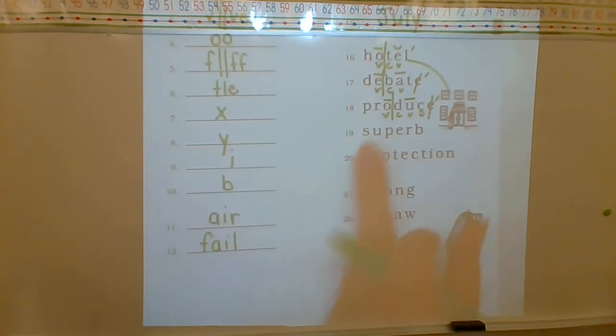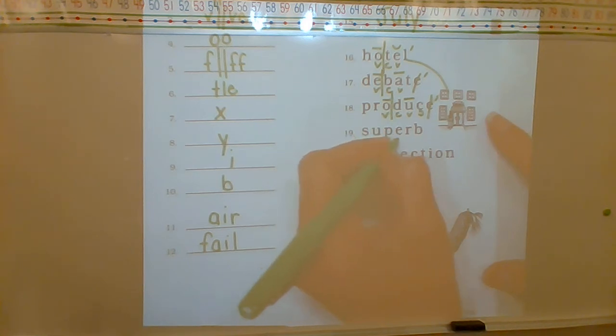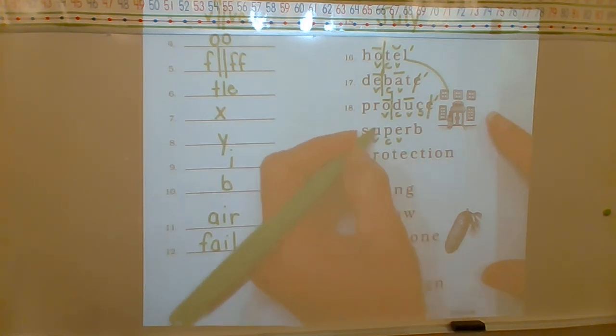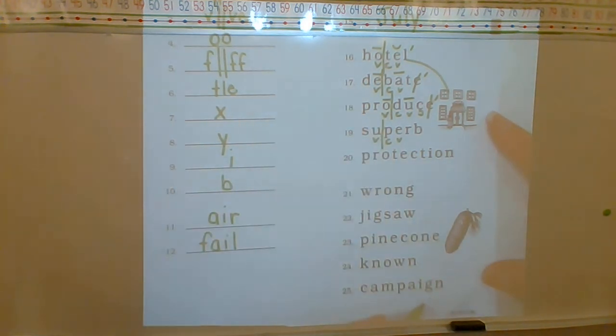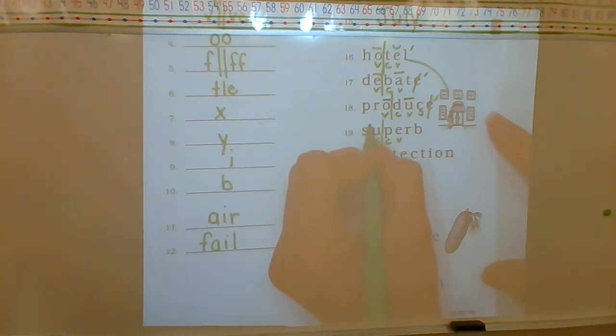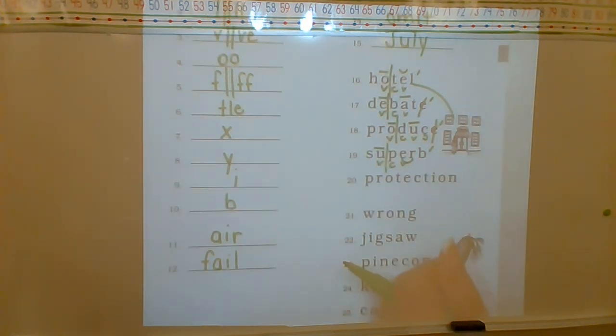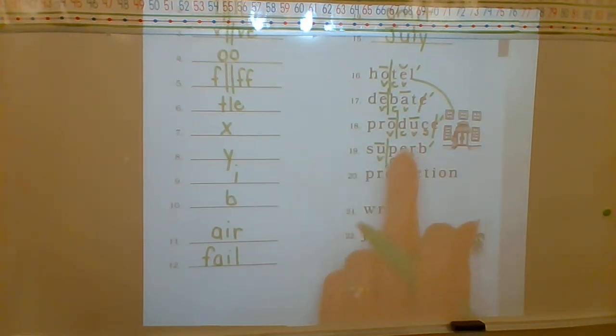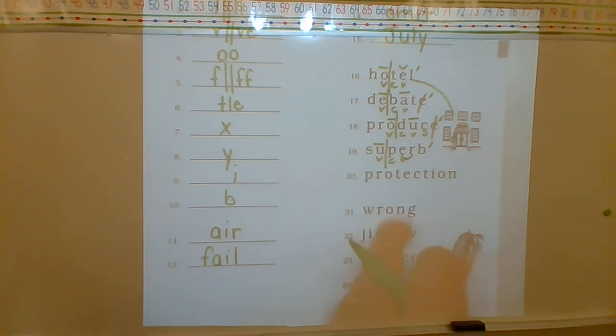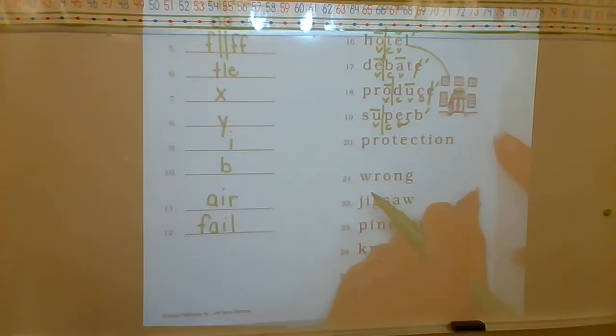Number 19. Mark your vowels and what's between them. Divide before the consonant. We're practicing that U is long, a bossy R, ARC, with an accent on the end. What's that word? Superb. Superb. Good job. Number 20.